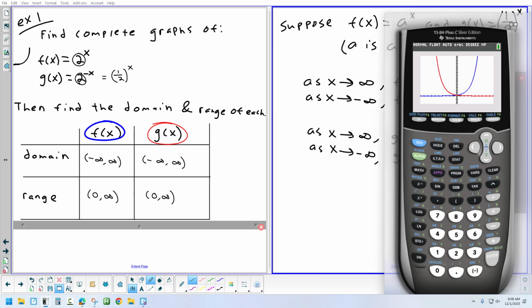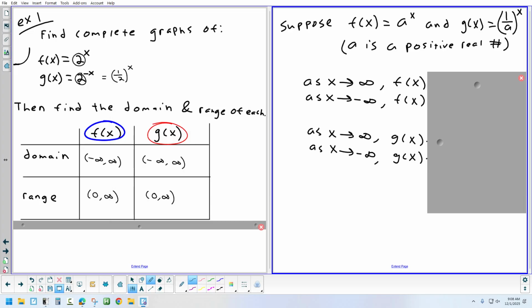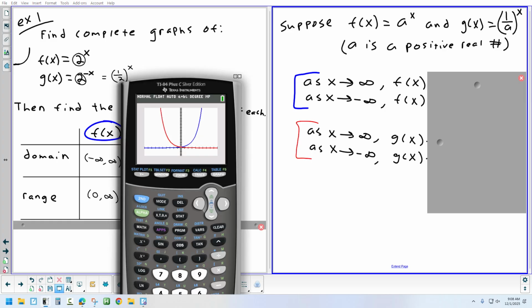Let's look at the one in blue. So remember, this is a notation for saying as x heads to the right, as x heads to the left. So we're going to look at what happens as we go left and right on each graph you see on the screen. Okay, let's start with the blue one. So these two are going to be the blue, and these two are going to be the red. And remember, it doesn't matter if it was a 2 to the x, a 3 to the x, or a 4 to the x. It would just change the steepness of the curve, but the overall look would be very similar.